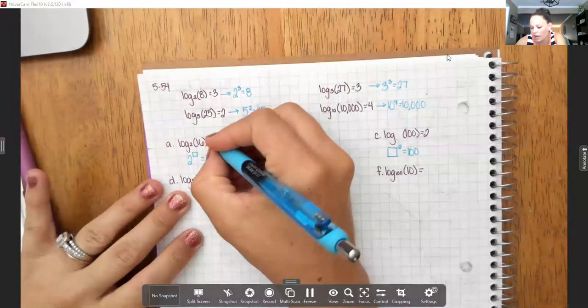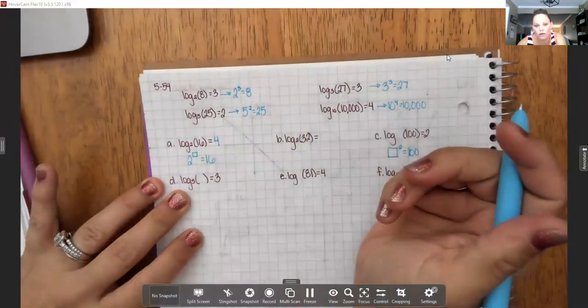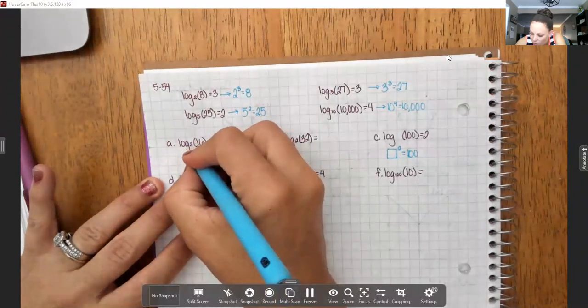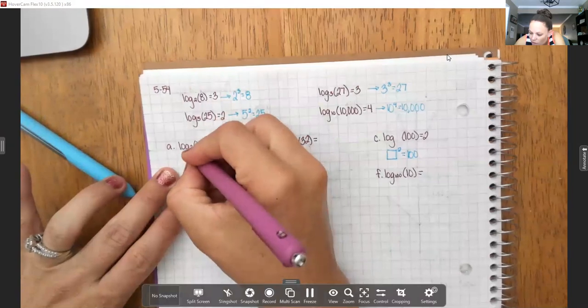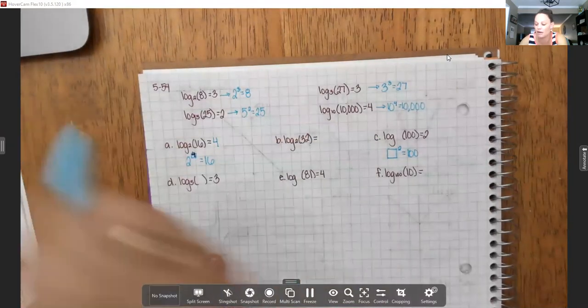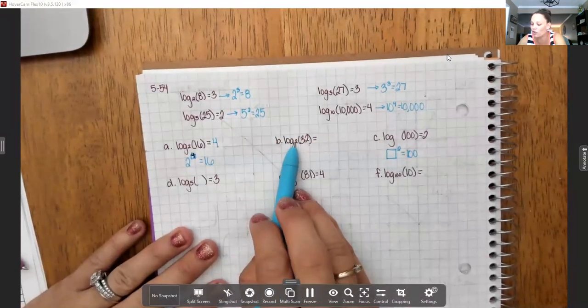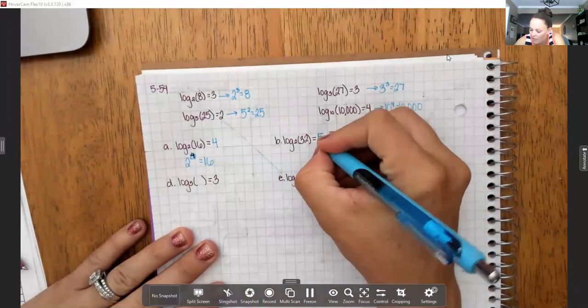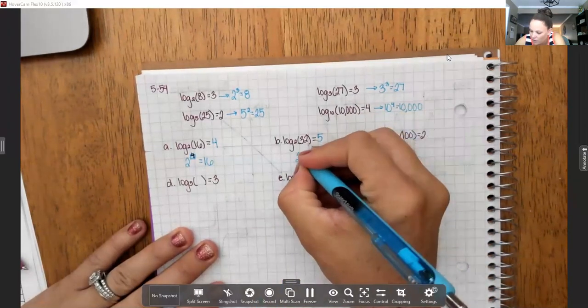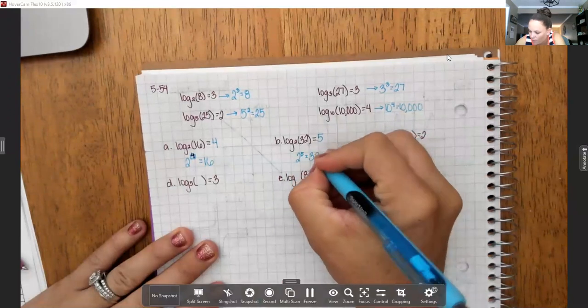So on A, we're going to have 4 because 2 to the fourth power, see that, I made that box, is 16. On B, you're asking yourself 2 to what power is 32? So this one is going to be 5 because 2 to the fifth is 32.